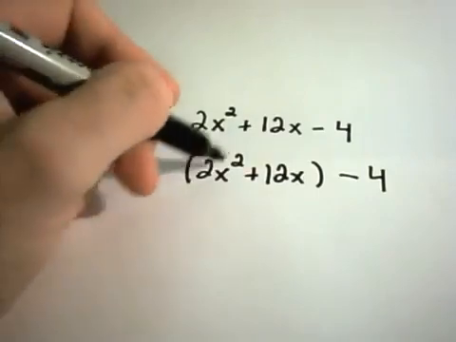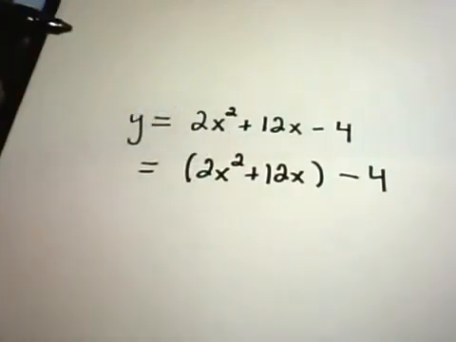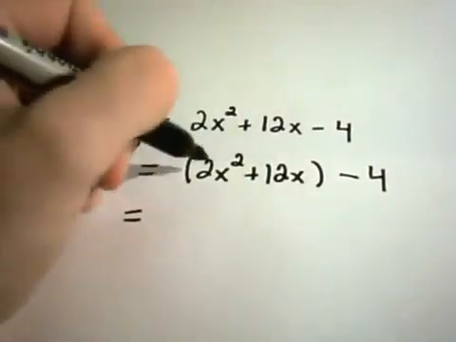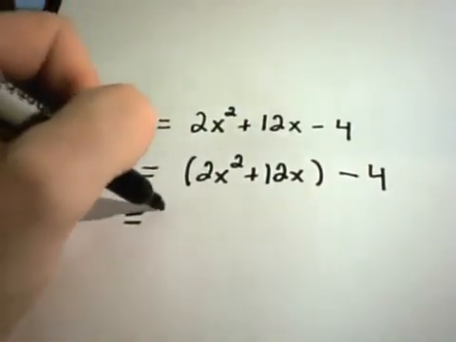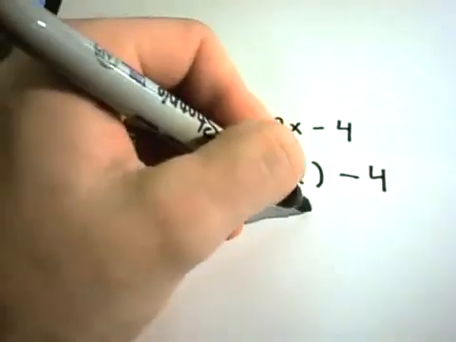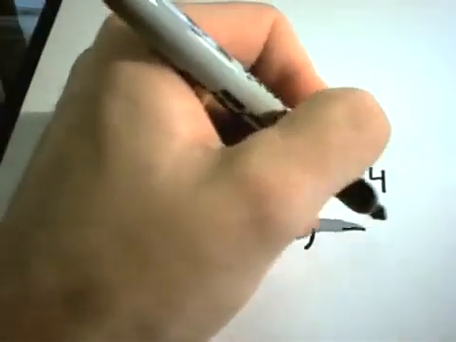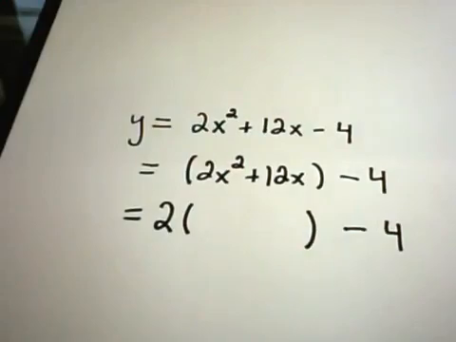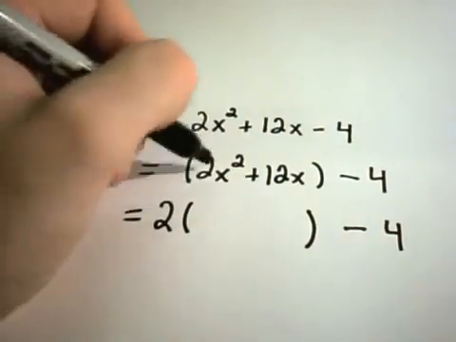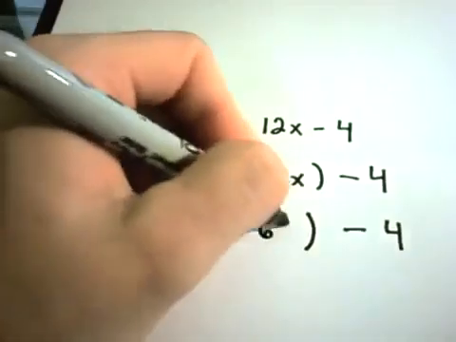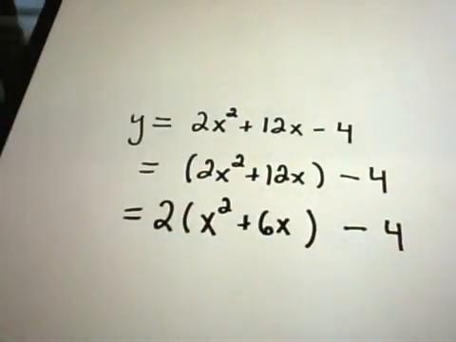We want the coefficient on the x squared to be a 1. Well, again, it's not a 1 in this case. Whatever number that is, you have to factor that out front. You only factor it out of the x terms as well. Negative 4 is not going to change. It's going to stay negative 4. Well, if I factor a 2 out, I'll have x squared plus 6x inside of the parentheses.